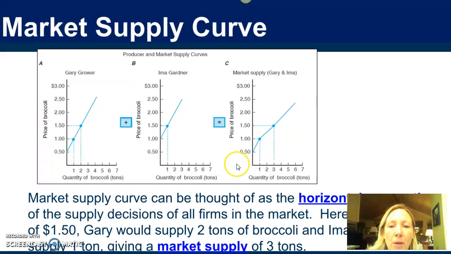So if we sum those two together, we can see that the total amount brought to the market at $1.50 per pound would be 3 tons, 1 from Ima, 2 from Gary. And then Gary's also more efficient, so he can bring 1 ton at $1 a pound. That gives us 2 points, and we can draw that upward sloping line that represents the market supply.